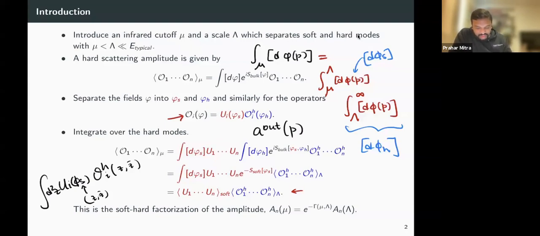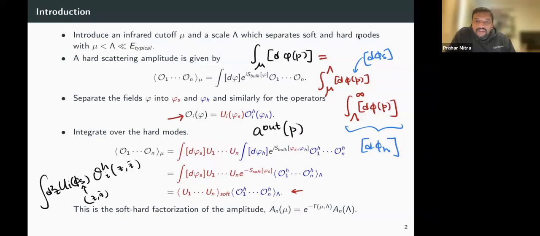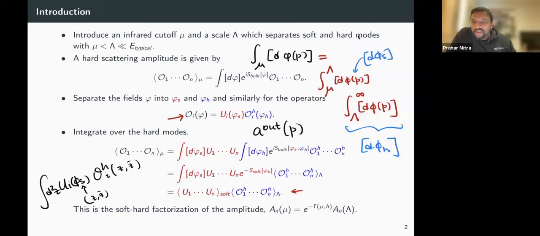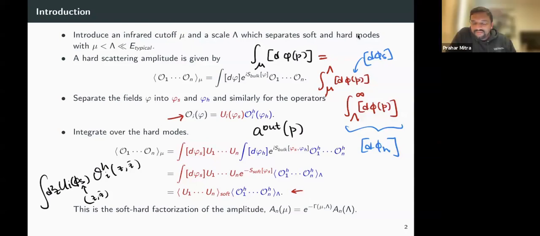Can I ask? I can compute scattering amplitudes in some strongly coupled theory like QCD, right? Yes, you can compute, but in a strongly coupled theory, when you say scattering amplitude, you have to look at asymptotic states. So yeah, you can work with strongly coupled theories, but the asymptotic states are still pions. And then pions have this soft-hard factorization.